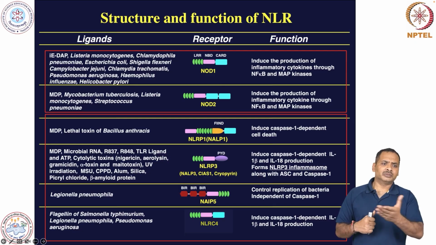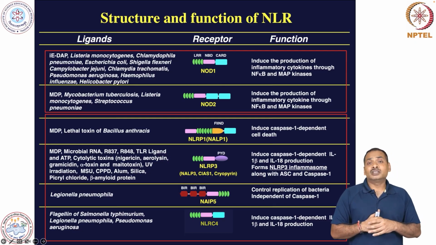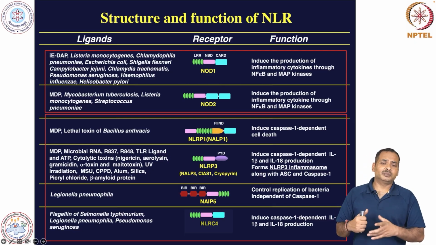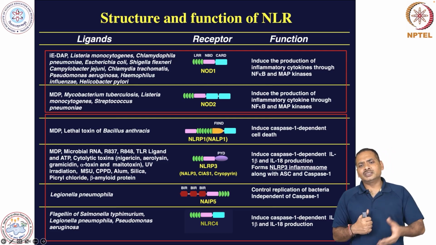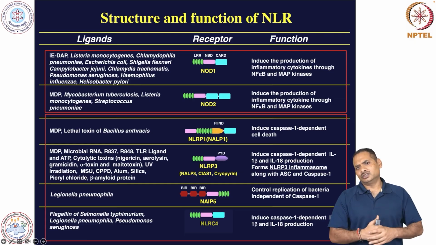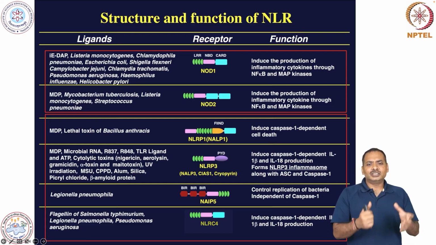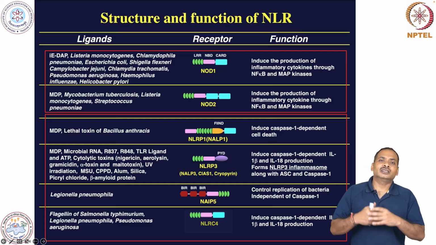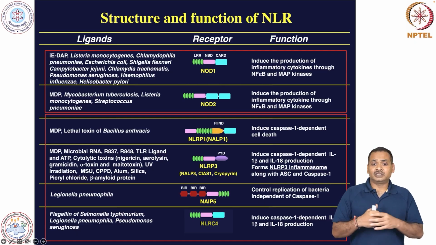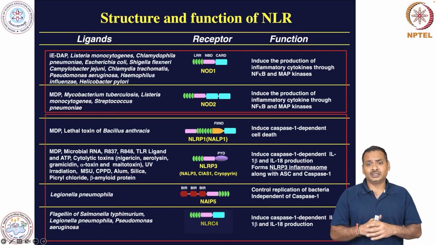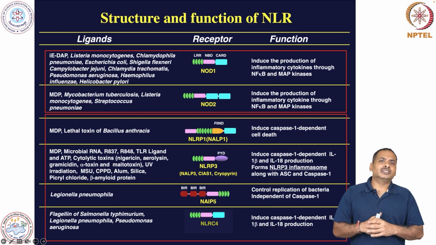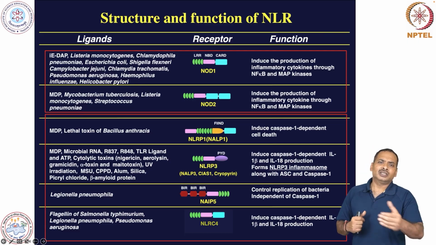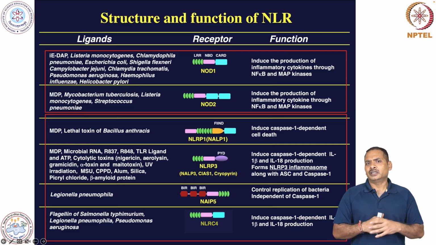Besides this, some chemical compounds like picryl chloride, which we use in our experiments, and beta amyloid protein. So all these are a very short list of NLRP3 ligands. All these basically activate the NLRP3 inflammasome. There is a new term here, inflammasome. NLRP3 makes an inflammasome, and other NLRPs also make inflammasomes.